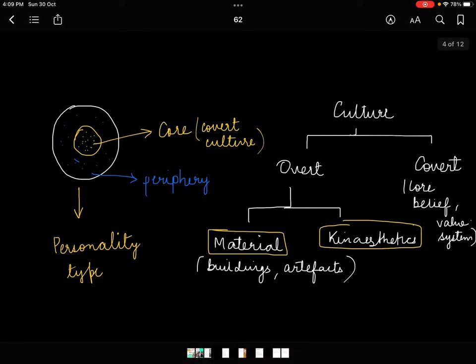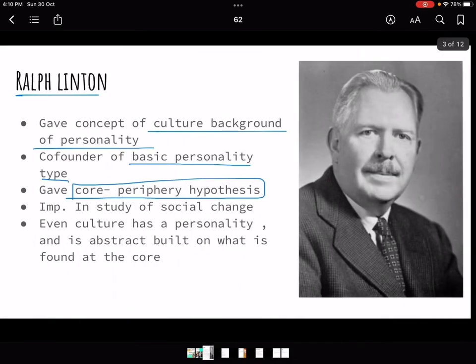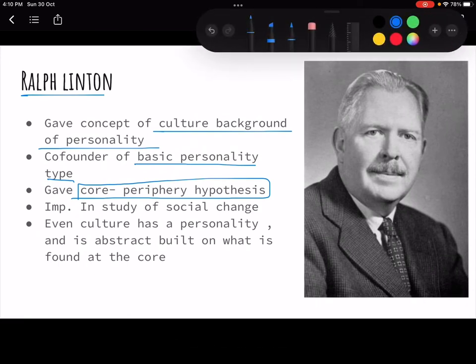So this was his core periphery hypothesis: the peripheral things, the material, the kinesthetic part, the behavior that superficially we see, anger, love, affection, is not what we are talking about. The core things are the core beliefs, for example, we could believe that in India it's Vasudhaiva Kutumbakam, that means we are hospitable people or we are secular people. They are the core aspects of our culture. They are difficult to change. Anything at the periphery can be changed or accepted because they are not so important to us. And this core part of the culture forms the personality type, or has an impact on the personality. Okay, so now let's see.